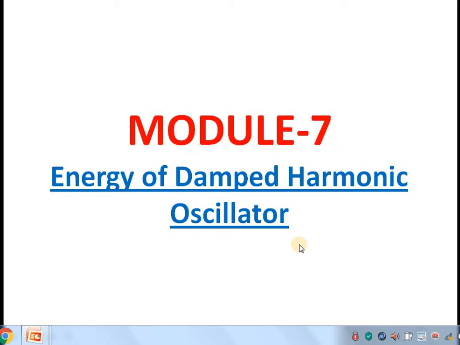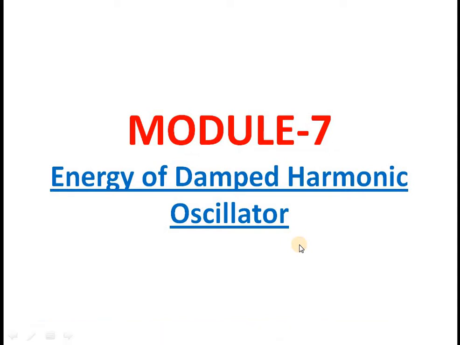So as you know, last class we completed the damped harmonic oscillator, in which we studied three different cases depending on the value of gamma and omega 0. Three different cases were discussed and a corresponding equation of motion was derived. So this time we will find the energy of a damped harmonic oscillator.